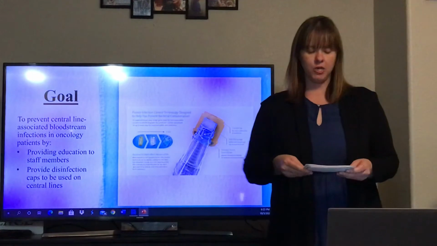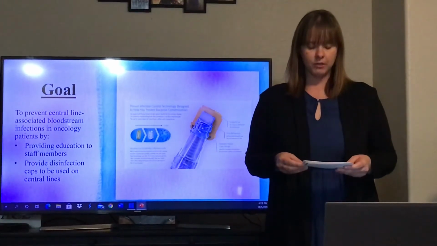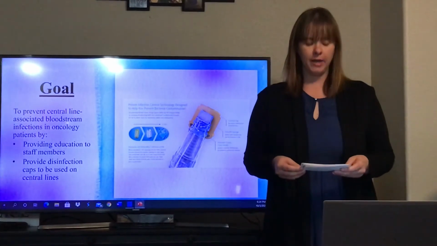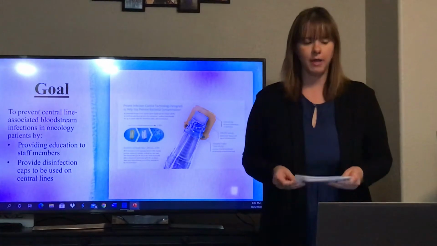The goal of my change project is to prevent central line associated bloodstream infections in oncology patients by providing education to the staff and the use of disinfectant caps on all central lines.